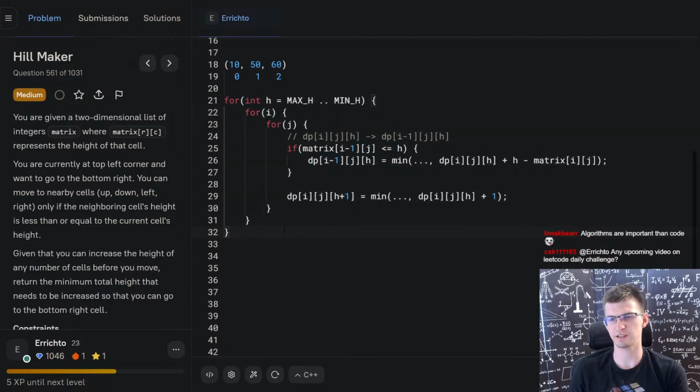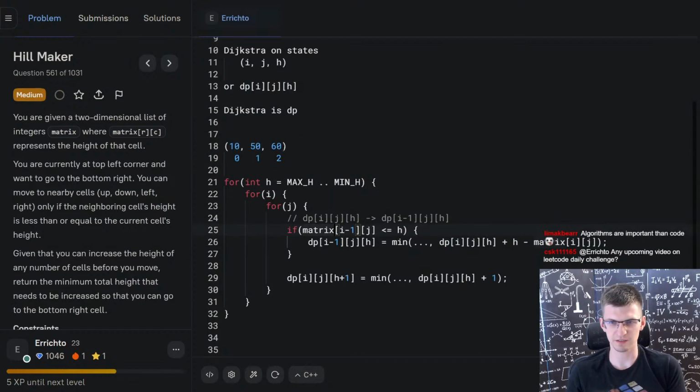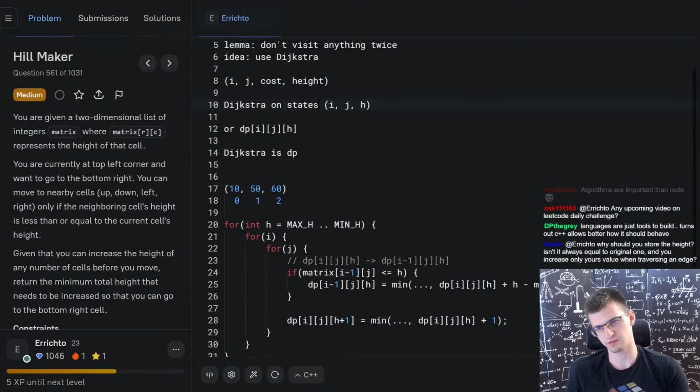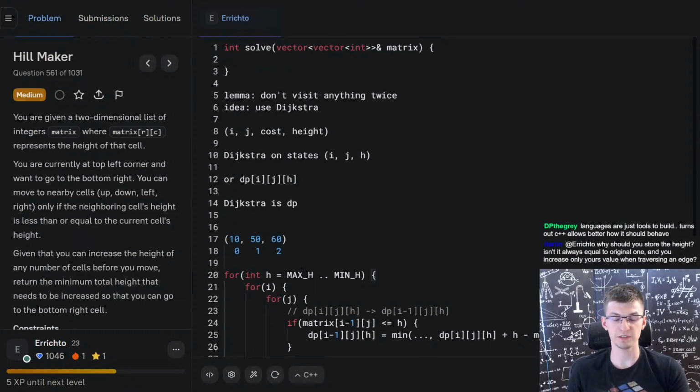So this is not correct, because I cannot possibly get a correct order of moving through cells. Instead, we need to use Dijkstra, or at least some simplified Dijkstra for that. Okay, so back to this idea. It will be Dijkstra on states i, j, h. You could use DP like this, an iterative one, only if you knew the order of visiting cells. So Dijkstra on those states.